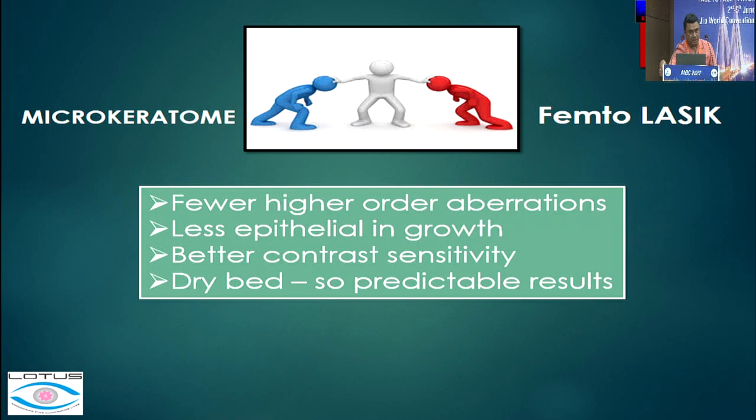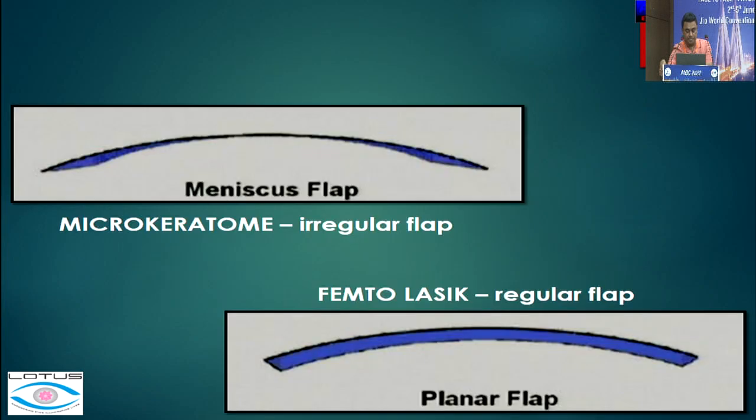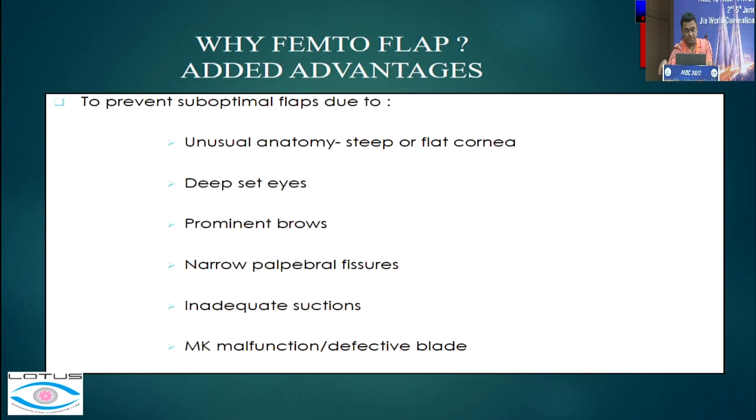Coming on to the contrast, whenever the lamellar anterior stroma is disturbed in an irregular way because of the microkeratome, there can be a reduction in contrast. Here, since it's a planar cut, the contrast is not much disturbed. So this is how, in microkeratome flaps, we can see the flap can be thinner in the center and thicker at the periphery. Here it will be of uniform thickness.